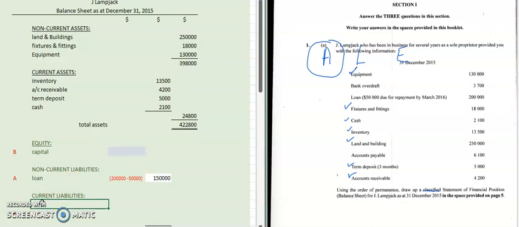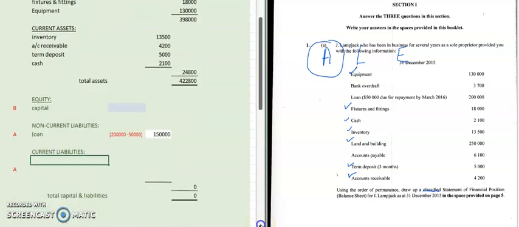Now we want the current liabilities. The current liabilities will be those obligations which we have less than a year to pay, right? Less than 12 months, or 12 months or less. All right, so in order, we usually start with accounts payable, so we can start there.